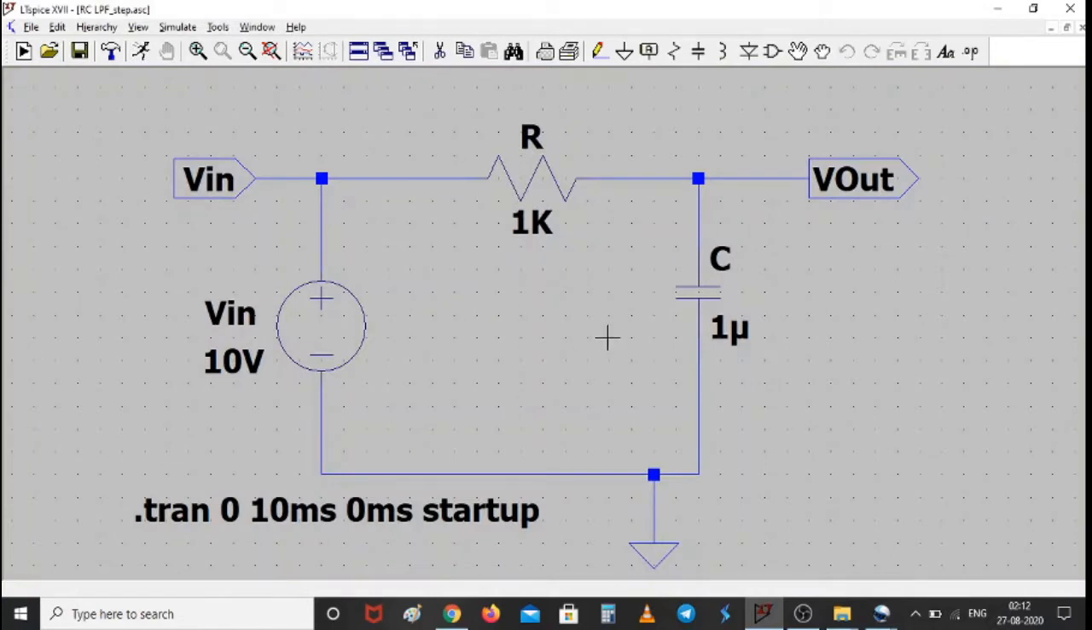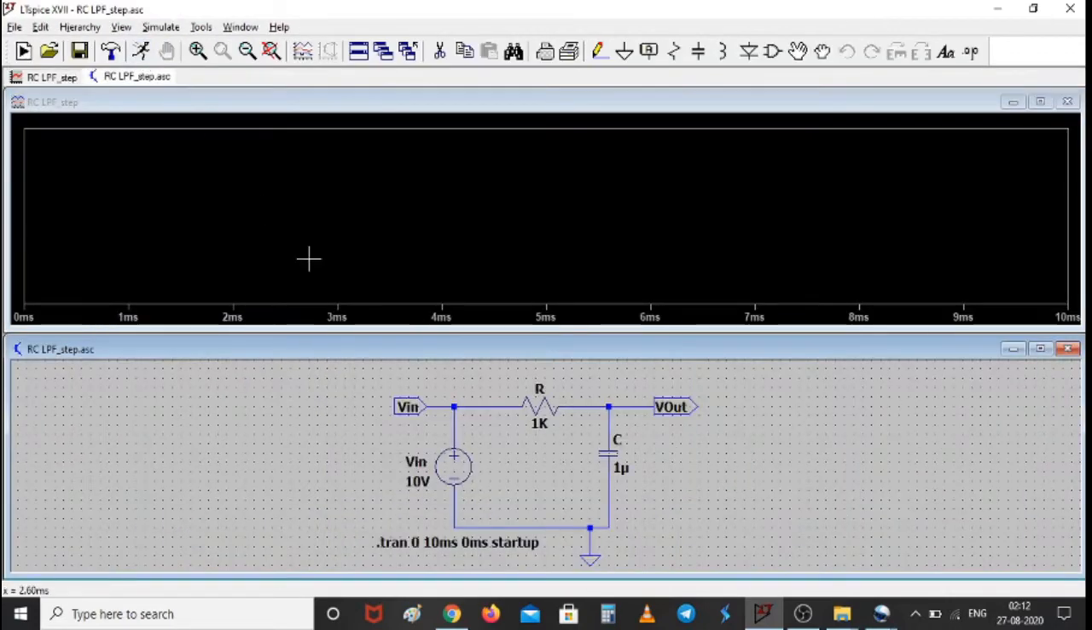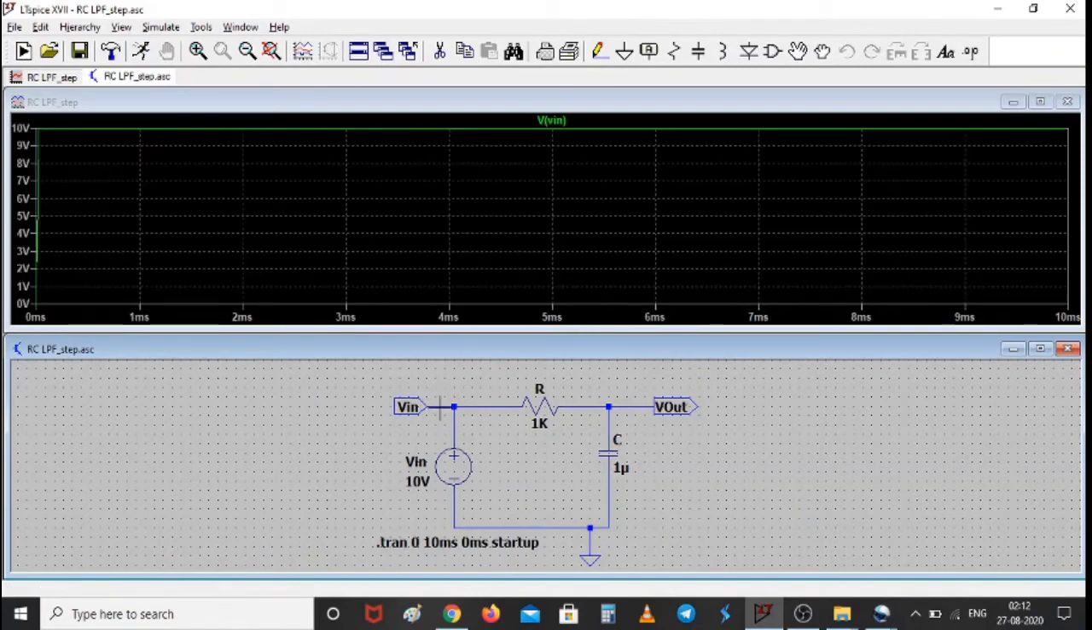This is the RC low pass filter circuit where R is equal to 1 kilo ohm, C is equal to 1 microfarad, such that RC is equal to 1 millisecond. And this time my input is a step input, that is 10 volts DC, right? Let me run one time. Let me show you the input, how it looks. This is my step input.